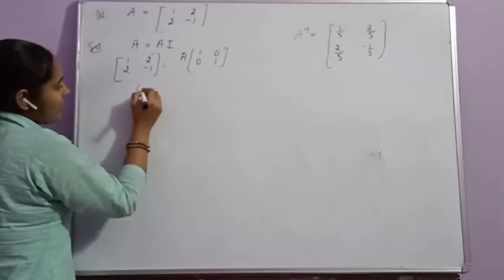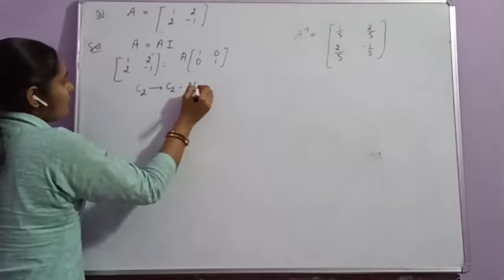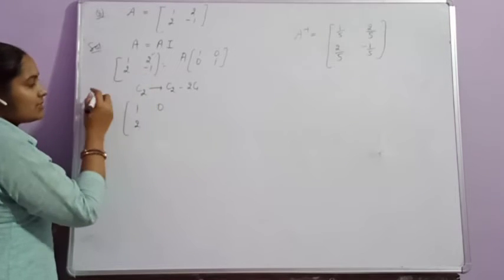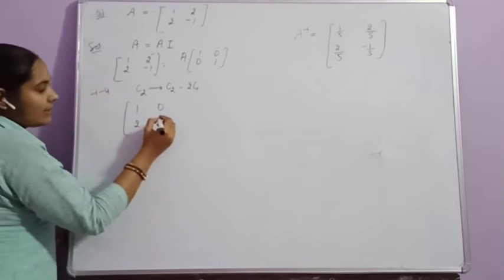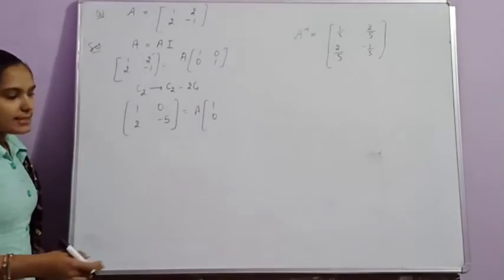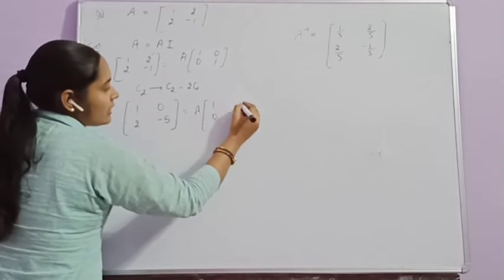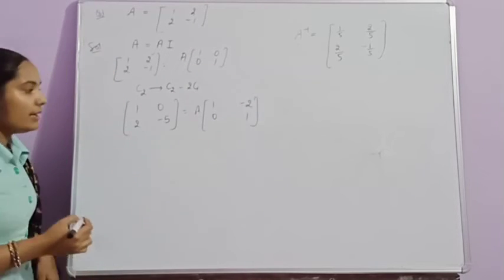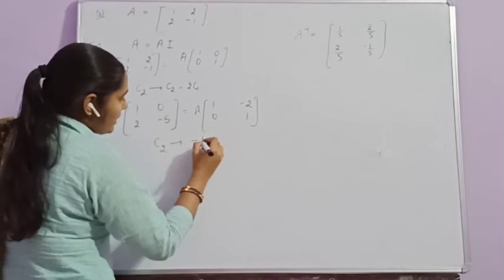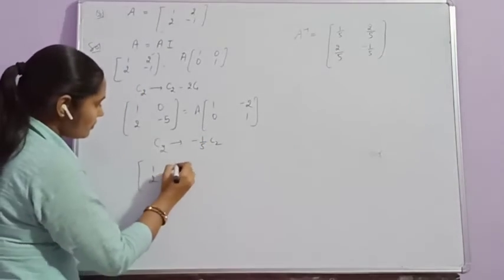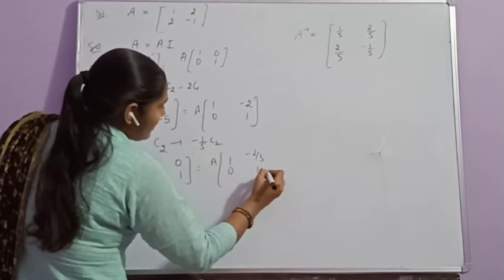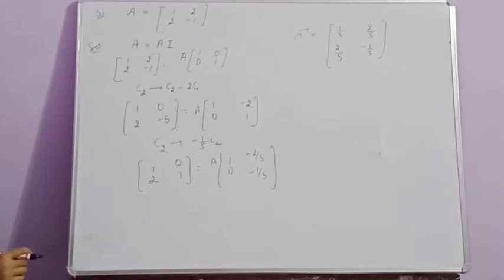So we can write C2 tends to C2 minus twice of C1. 1, 2. 2 minus 2 is 0. Minus 1 minus twice of 2, that is minus 4. Next, the same operation is applied on the right-hand side: C2, 0, minus 2, minus 2, 1 minus 0 is 1. Now we can divide the second column by minus 5, that is C2 tends to minus 1 by 5 C2. We can write 1, 2, 0, 1 is equal to A into 1, 0, minus 2 by 5, 1 by 5, as multiplied with minus 1 by 5, it will become minus 1 by 5.